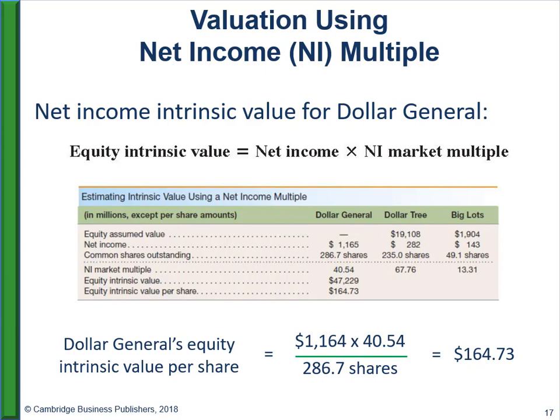So in this instance, we can look at net income multiple. So same basic formula. We're going to take Dollar General's equity of 1.164 times market multiple of 40.6, which is the average of the 67 and the 13, divided by shares outstanding, equals 164.73.